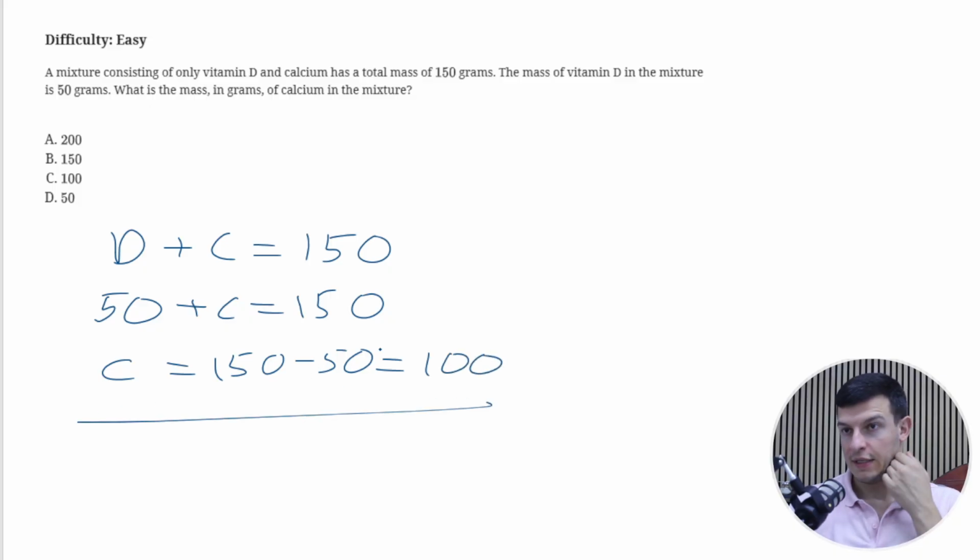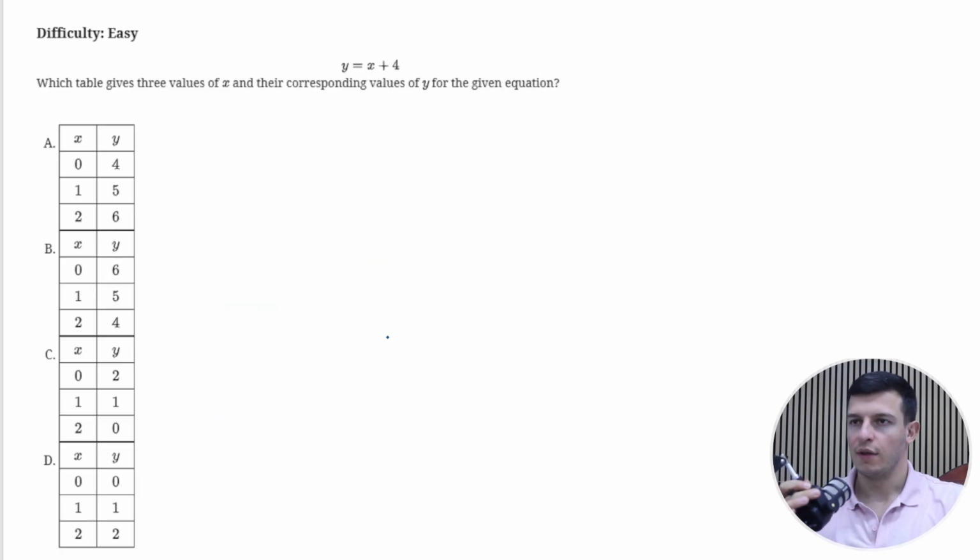Okay, very easy, probably too easy for most of you, hopefully. But the fact that you have to extract it from words, a lot of students are struggling with it, so it might be worth practicing.